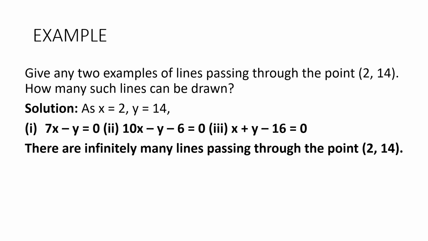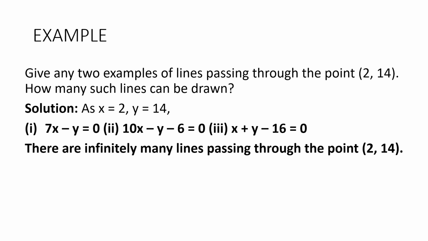Next example. Give any two examples of lines passing through the point (2, 14). How many such lines can be drawn? Now you have a point which is (2, 14). You have to give examples of lines passing through the point. Now we know that through a single point, infinitely many lines can pass. So everyone can get a different answer here.